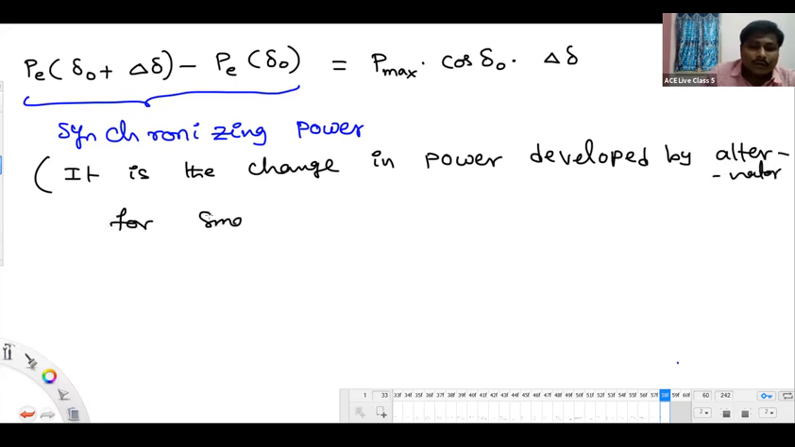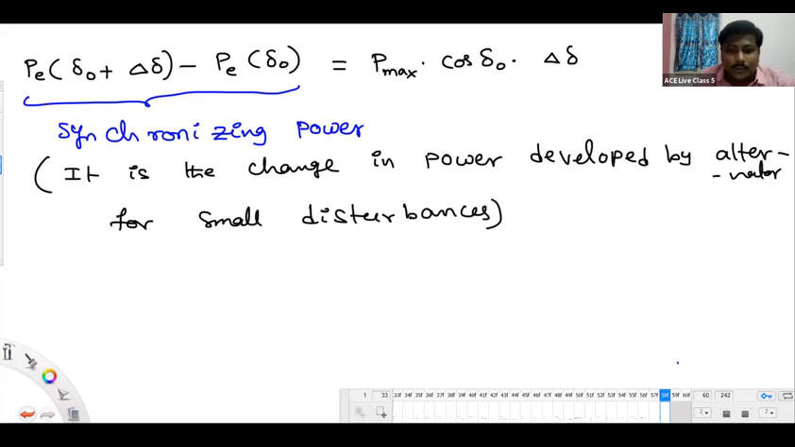Small disturbances. I think all of you are getting this one? For small disturbances, whatever the change in the electrical power developed, we are going to call that synchronizing power. I will call this with the letter delta PE from this point.